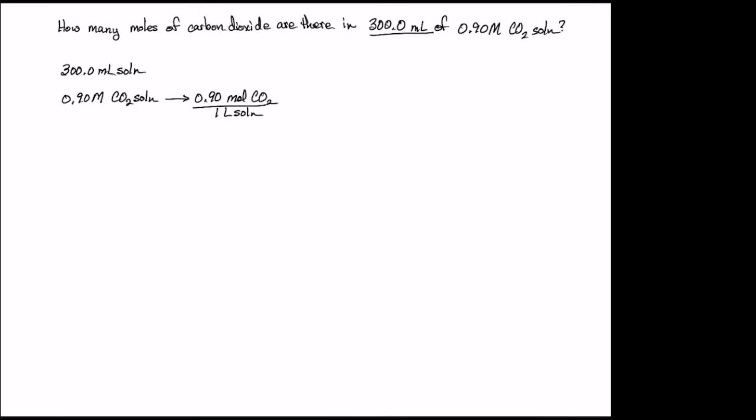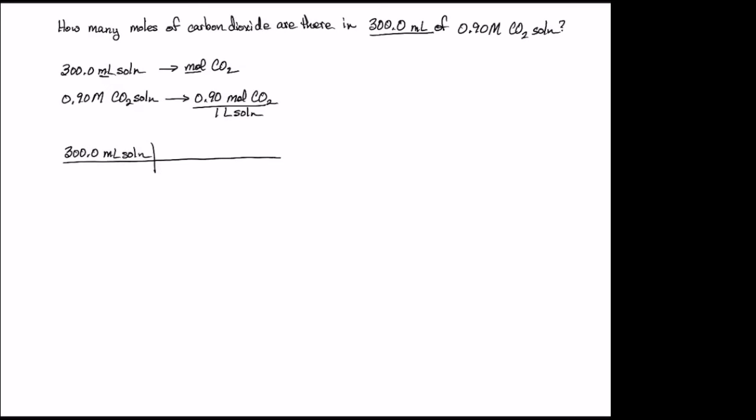When performing a mathematical calculation, it is always ideal to begin with a value that has only one unit associated with it. And so we're going to begin this calculation with 300.0 milliliters of solution and convert that into moles of CO2. So starting our calculation, we have 300.0 milliliters of solution. Now, because we want to travel between a volume of solution and moles of the solute, we're going to need to use our concentration unit. So we will want to use the 0.90 moles of carbon dioxide over 1 liter of solution.